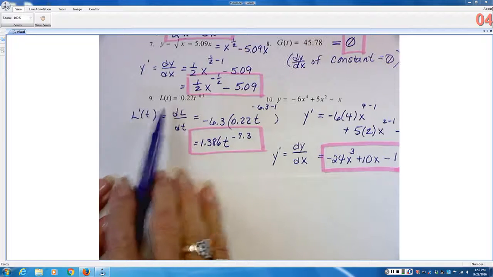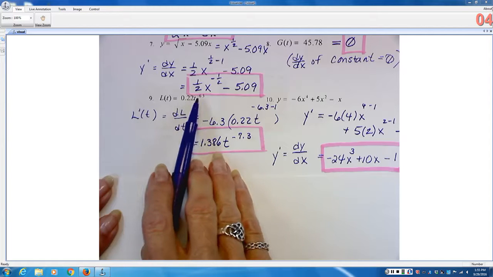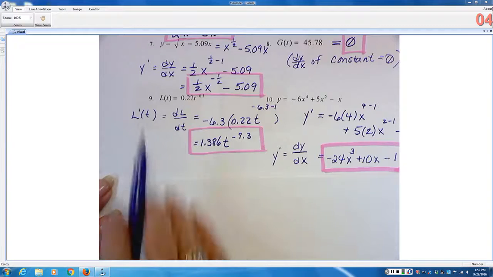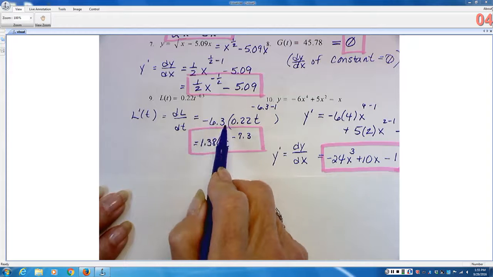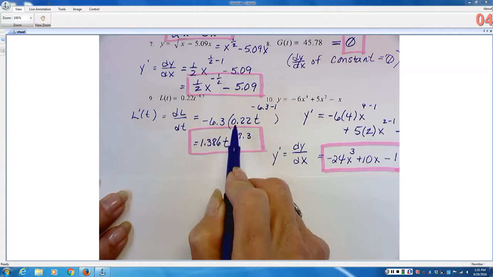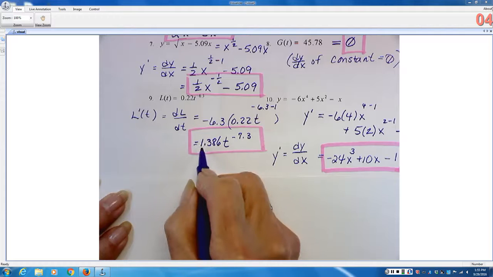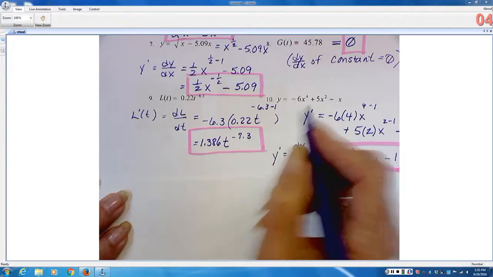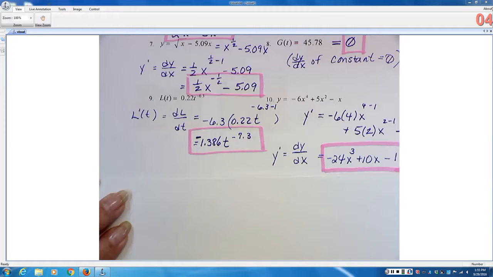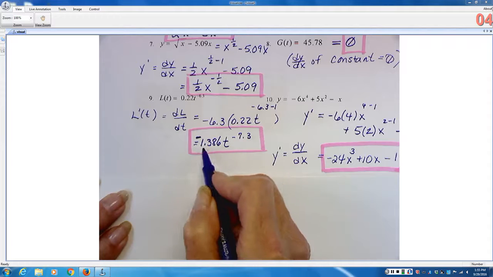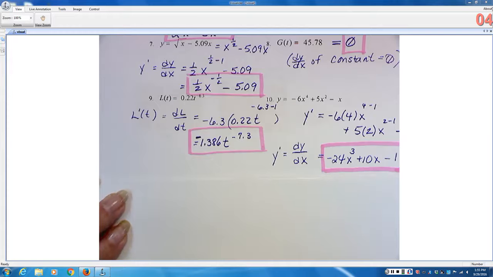Number 9, L of t equals 0.22 t to the negative 6.3 power. So L prime, or dL dt, is negative 6.3, bring the power down in front, times 0.22 t, and then reduce the power by 1. So you have 13, and I messed up. This needs to be negative 13. Forgot my negative sign. Negative 0.1386 t to the negative 7.3 power.